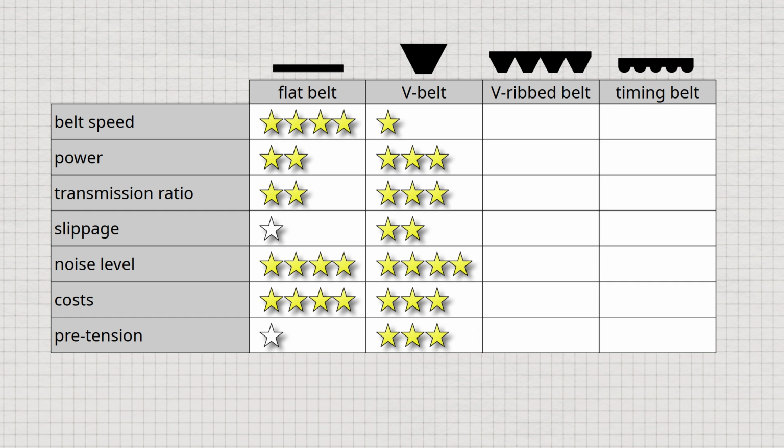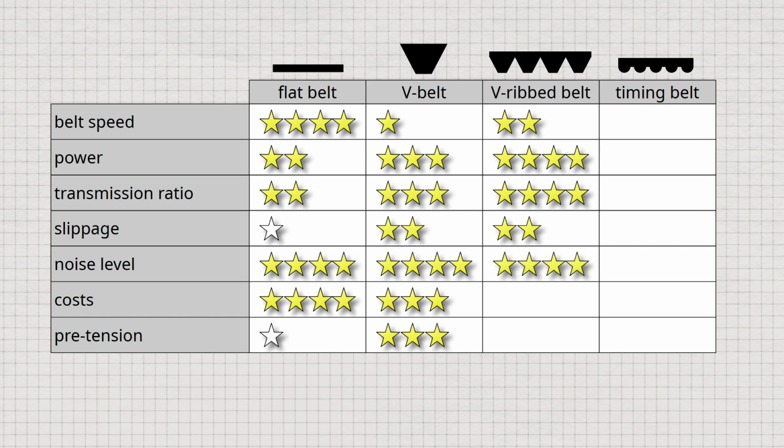V-ribbed belts combine the advantages of flat belts and V-belts and achieve speeds of up to 60 meters per second. They offer very high transmittable power at very high transmission ratios of up to 40. The loss of speed due to slippage and noise is similar to that of V-belts. However, V-ribbed belts are slightly more expensive than conventional V-belts. The pretension required for V-ribbed belts is comparable to that of conventional V-belts.